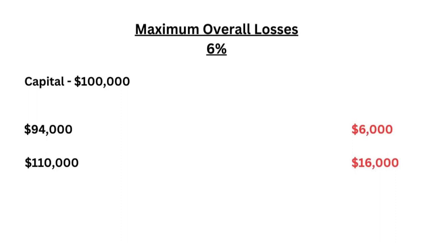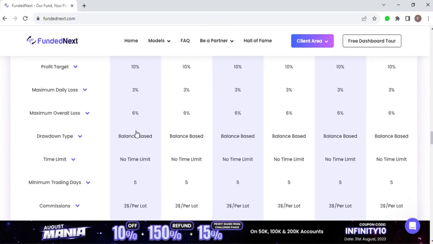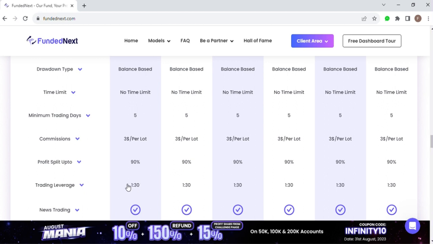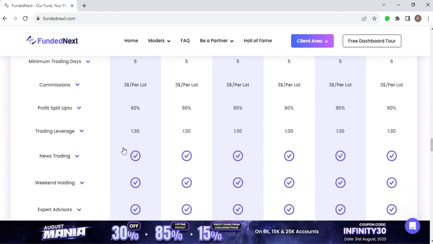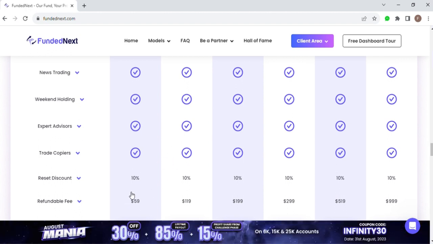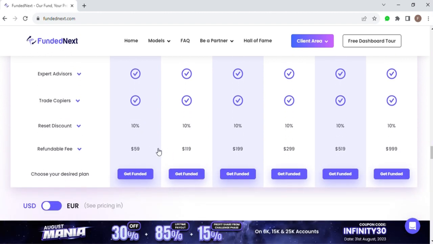I've explained all these things earlier. We have drawdown type, which is balance based. You have time limits, no time limit, minimum 5 trading days, and commission $3 per lot. I've explained all this. Profit share also, and then this trading leverage 1:30 does not give you room to open many positions. News trading is allowed, weekend trading is allowed, expert advisor and everything is allowed. You understand? I've explained all these things.